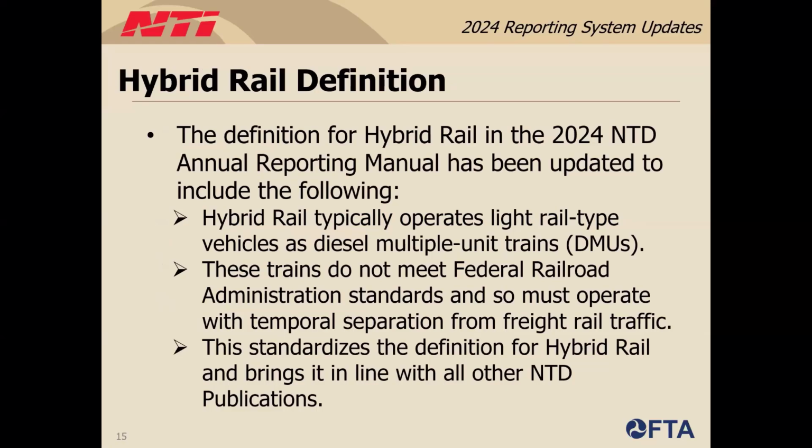Okay, for hybrid rail, the policy manual definition has been brought into line with the definition listed in all our other NTD data products. The definition stated that hybrid rail typically operates light rail type vehicles as diesel multiple unit trains, or DMUs for short. The manual definition has now been updated to match the glossary, stating that these trains do not meet Federal Railroad Administration standards and must operate with temporal separation from freight rail traffic. So this change just updates or standardizes our definition for hybrid rail. No matter where you look, you're going to find the same definition.